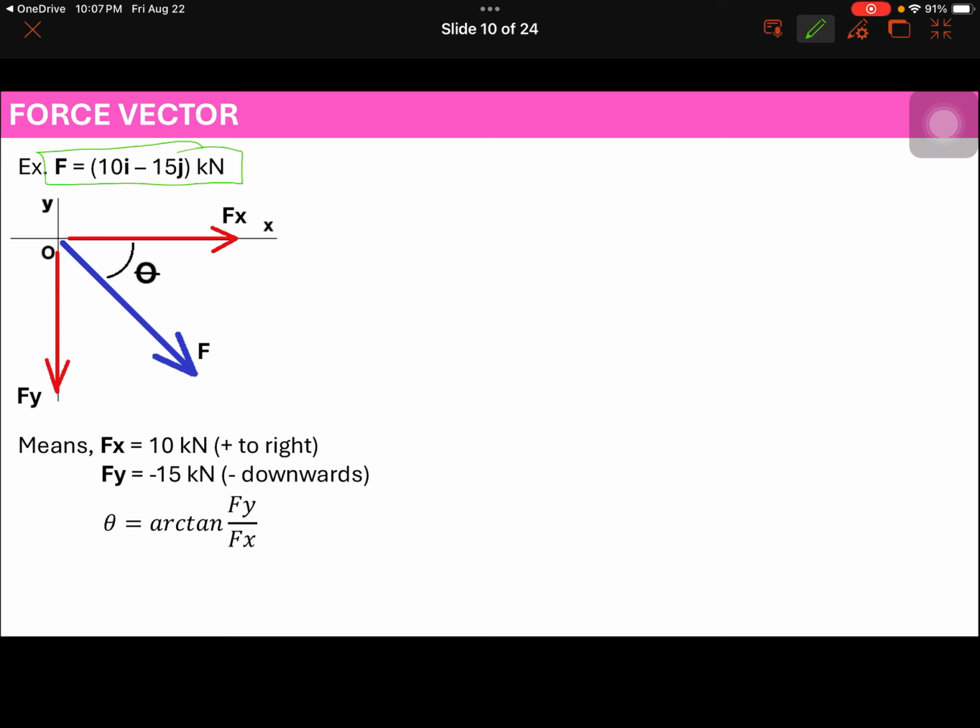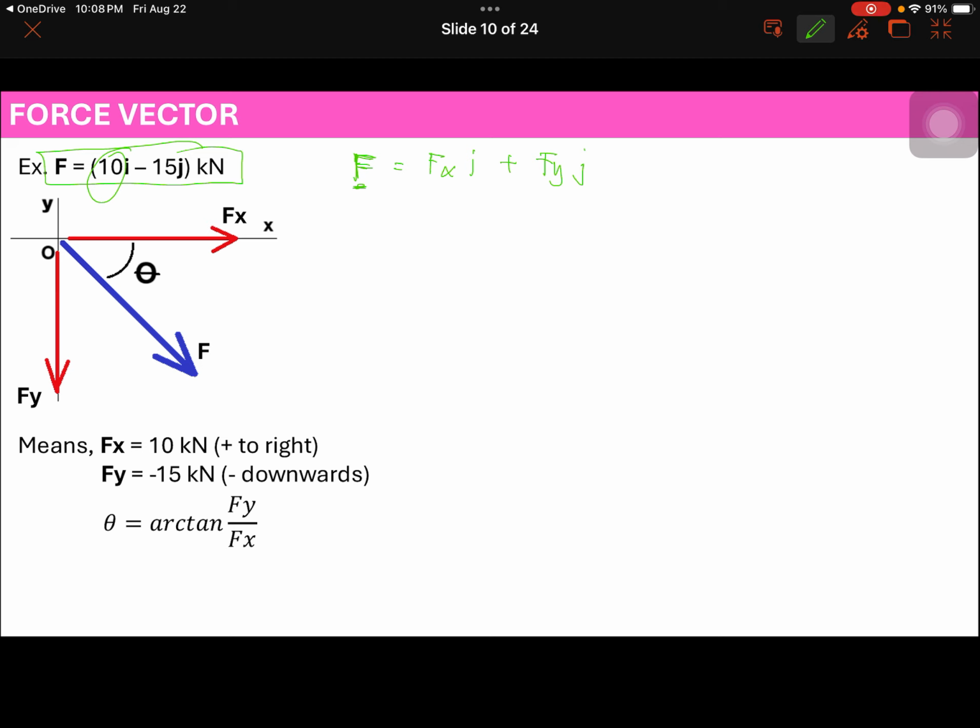Let's interpret this example. Ano ibig sabihin na 10i minus 15j kilonewton? So, as we've said, this is in vector rectangular form, meaning if this is your vector resultant, it is equal to this Fx partner ni i plus Fy partner ni j.